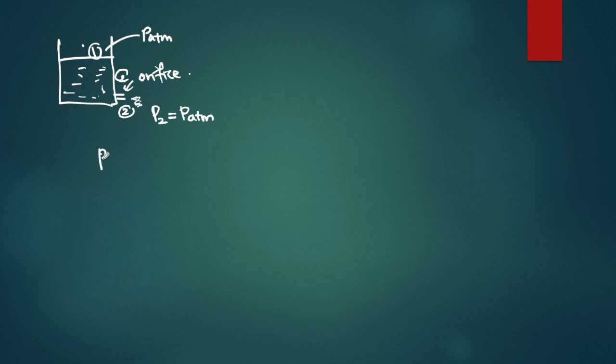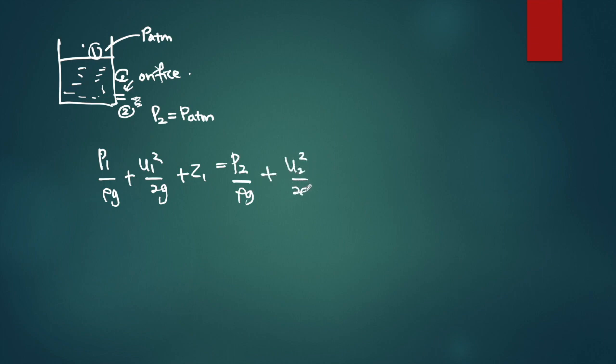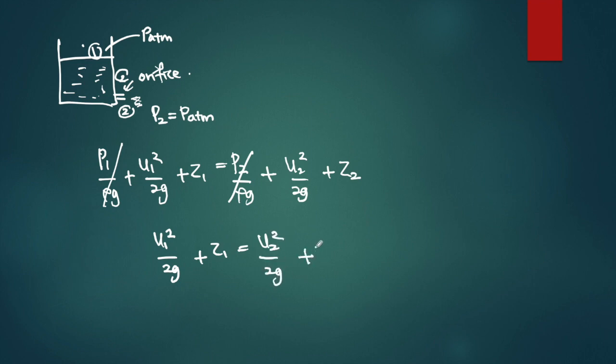Now, from Bernoulli's equation, P1 over rho g plus U1 square over 2g plus Z1 equals P2 over rho g plus U2 square over 2g plus Z2. So we have this equation. Then we know that P1 and P2 are P atmospheric at the end. Therefore, we can remove P1 and P2, so Bernoulli's equation will become Z1 equals U2 square over 2g plus Z2. Okay? So what happens when the tank is a closed tank?